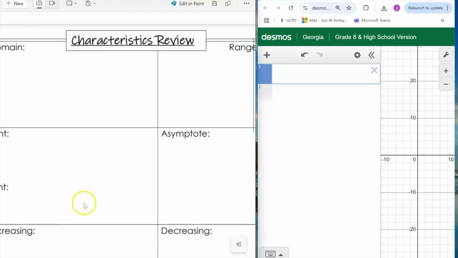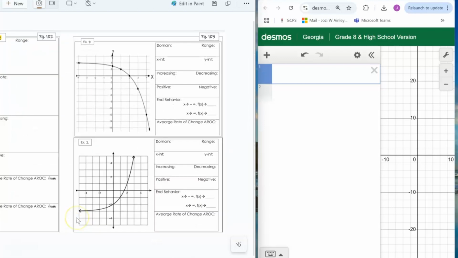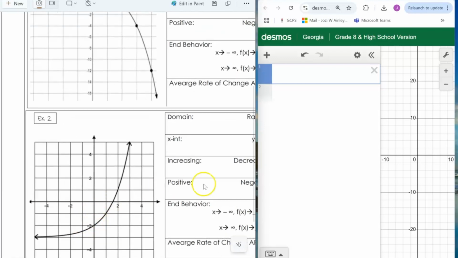All right, so we're going to take a look at a review for characteristics. And because this is a review, I will not be writing the notes for you. You're going to write the notes in your own words. So I'll show you how to do it. Then you can go ahead and write down the notes that you need so that you know how to do it. All right, so I'll do example 2, and then you will do example 1.